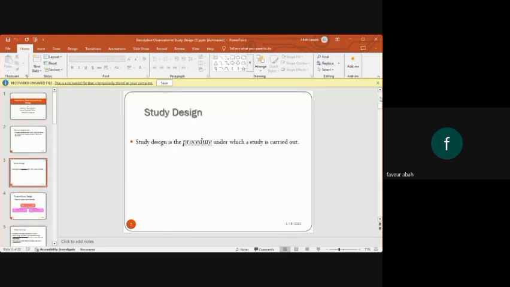So let's look at what study design even means. Study design is a procedure under which a study is carried out. The procedure under which you want to carry out your study. Remember that we already established from the beginning of the class that research is a systematic investigation. So there is a procedure to carrying out research. Research is not done haphazardly. So study design is a procedure under which you want to carry out your research.